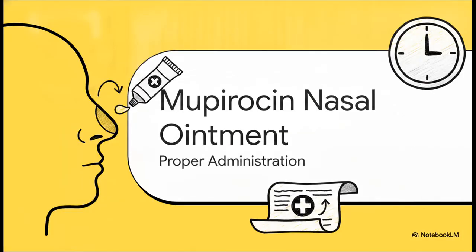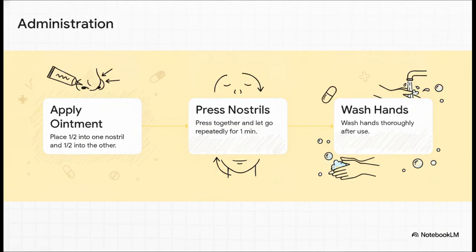And finally, Section 5, mupirocin nasal ointment, proper topical administration. Administration technique is huge on the NAPLEX, so let's walk through this one. You need to explain these exact steps at the counter. First, place half the ointment from the little tube into one nostril and the other half into the second nostril. Then, have them pinch their nostrils together and let go repeatedly for about a minute. This little massaging action does a great job spreading the medication all throughout the nasal cavity to clear out the colonization. And finally, wash those hands thoroughly. We don't want to be spreading bacteria around.